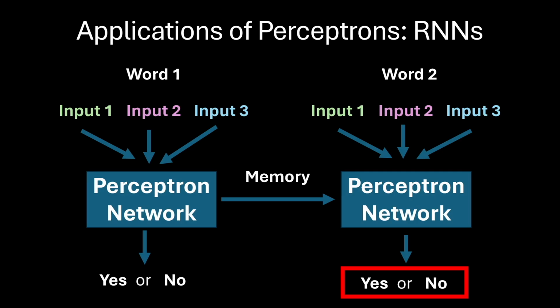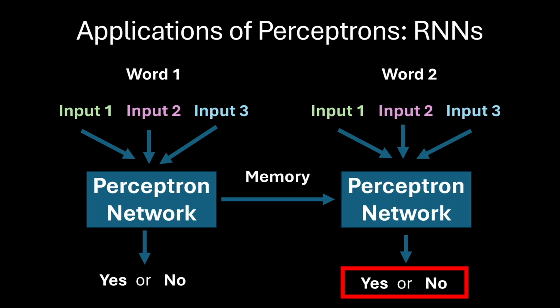So word 1 is put into this perceptron network, right? And word 1 is represented by these 3 inputs. So multiple inputs represent this word 1. And then that perceptron network generates some memory in addition to its own yes/no output. But in this case, we don't care about the yes or no output for word 1. So then it goes on to process the second word, or the last one in this case.